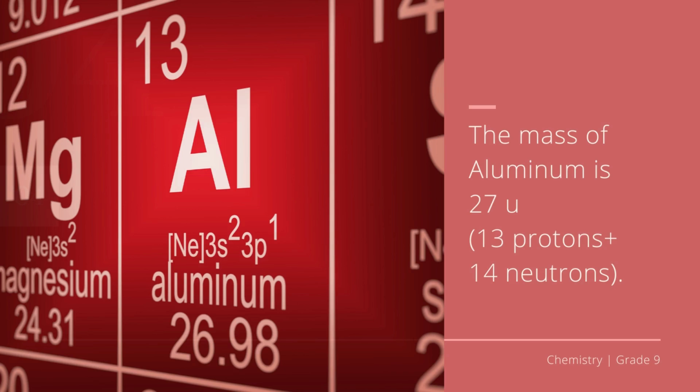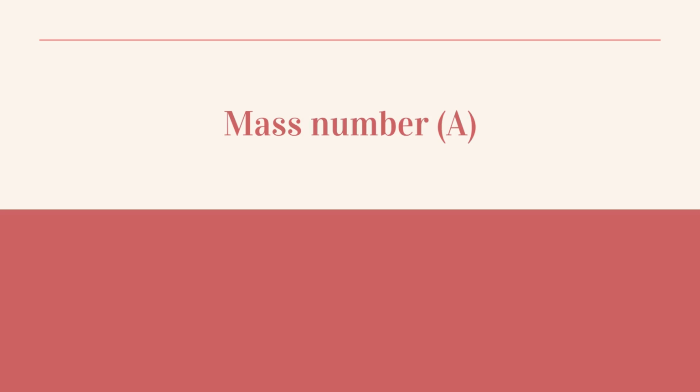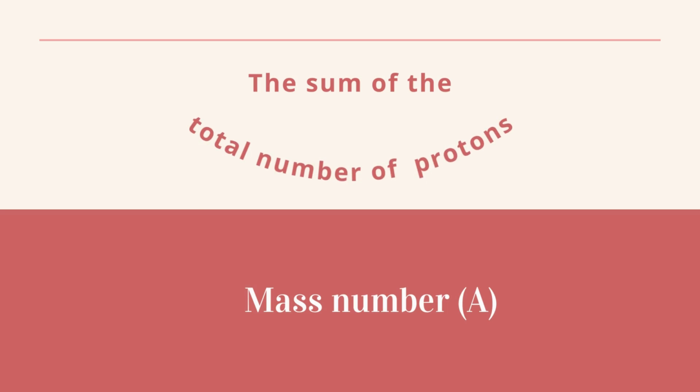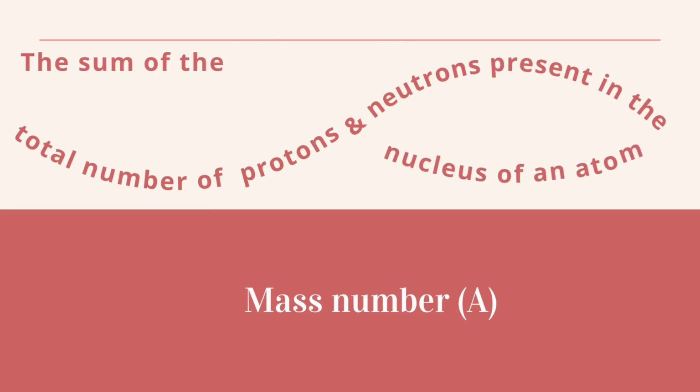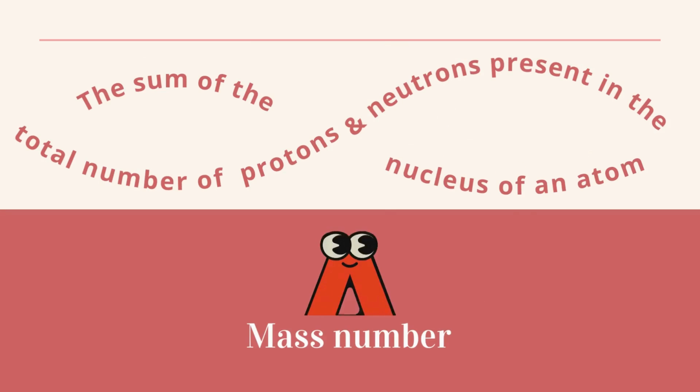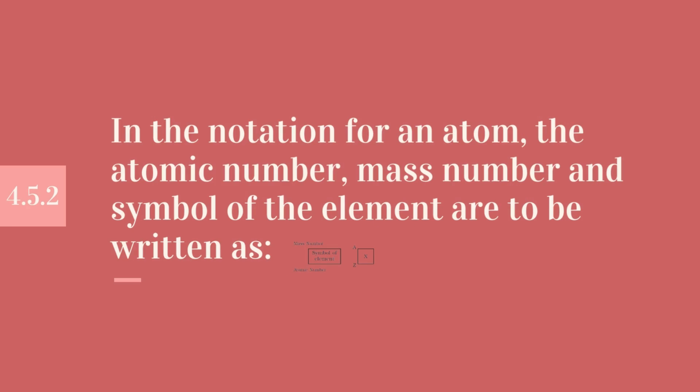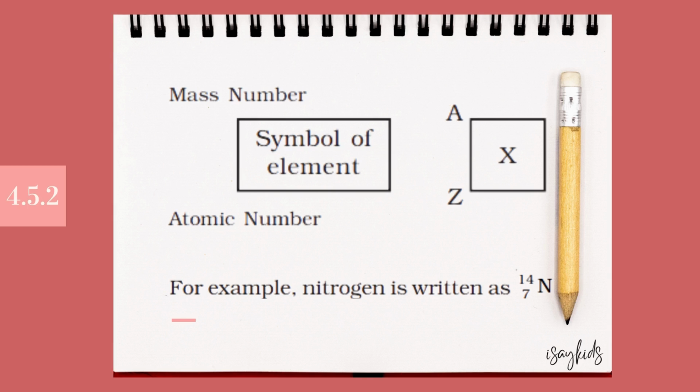Similarly, the mass of aluminum is 27 U. It has 13 protons and 14 neutrons. The mass number is defined as the sum of the total number of protons and neutrons present in the nucleus of an atom. It is denoted by A. In the notation for an atom, the atomic number, mass number, and symbol of the element are to be written as shown here. Mass number, symbol of element, and then atomic number.